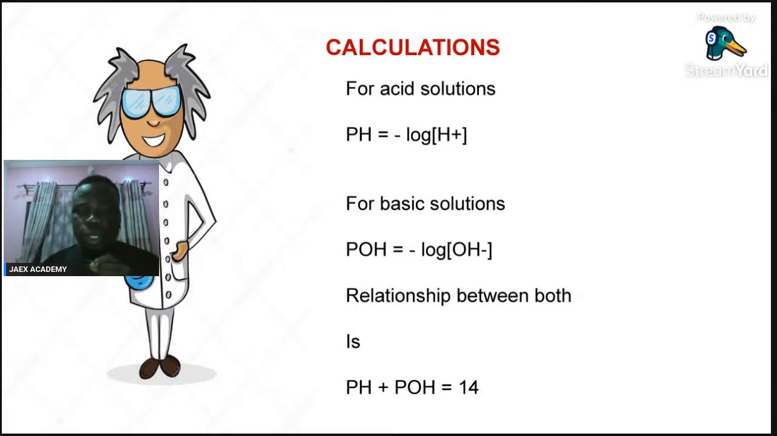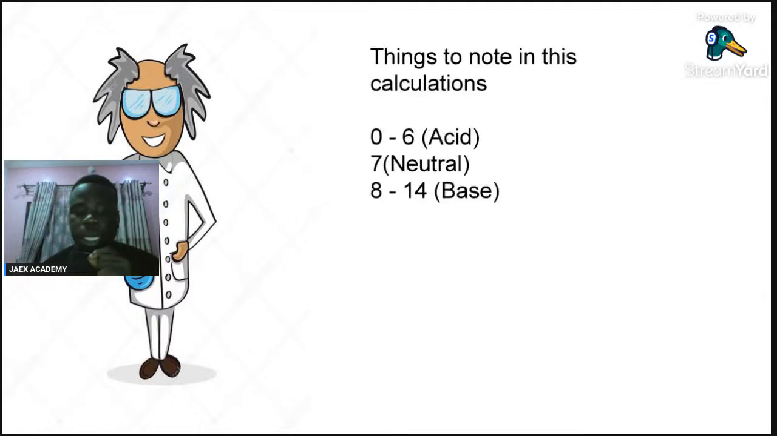For a basic solution, pOH is equal to negative log, square bracket hydroxide ion. Now to show the relationship between pH and pOH, pH plus pOH equals 14. And I'm saying that from the scale of 0 to 6, it represents acid, 7 is neutral, and from the scale of 8 to 14 is a base.